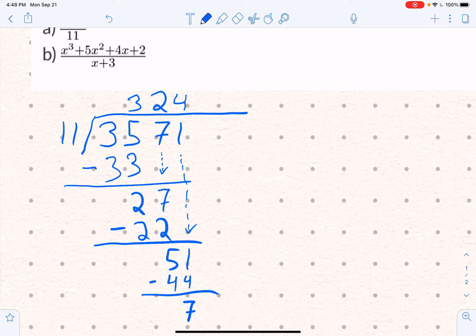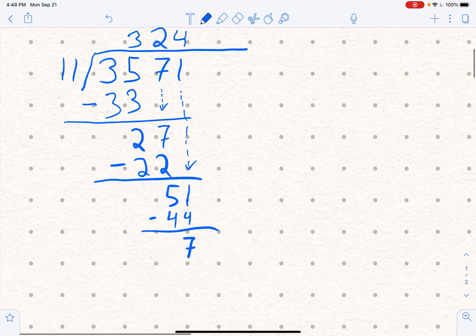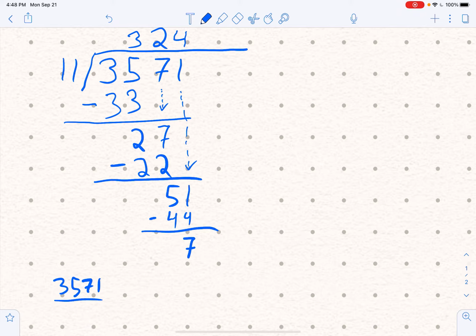And just as an observation, we write this in a couple of different ways. One way is we can write 3571 over 11 is equal to 324, and then the remainder 7 is plus 7 elevenths. So this is one way of expressing what we've just done. We've taken the fraction and rewritten it as a whole number plus what we call a proper fraction, a fraction where the top is less than the bottom.